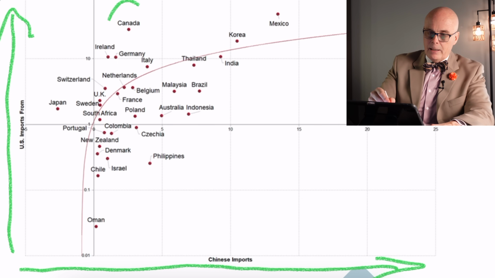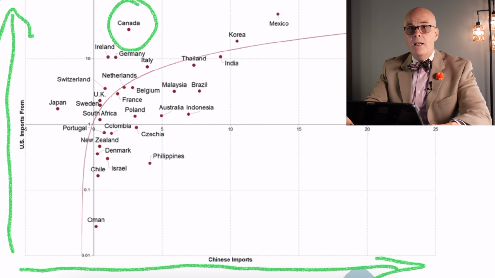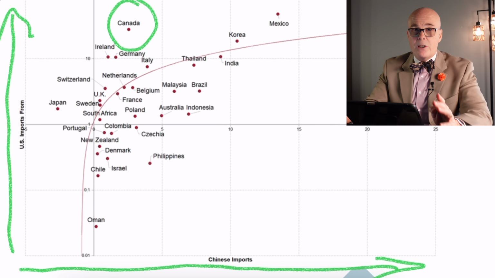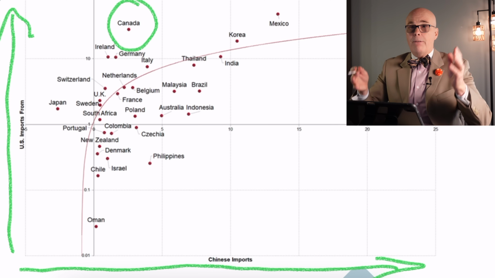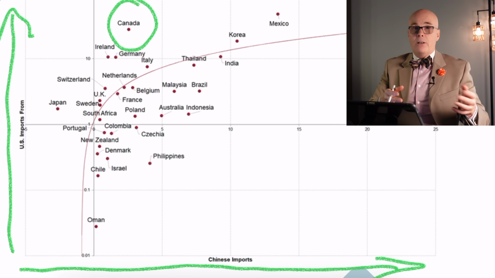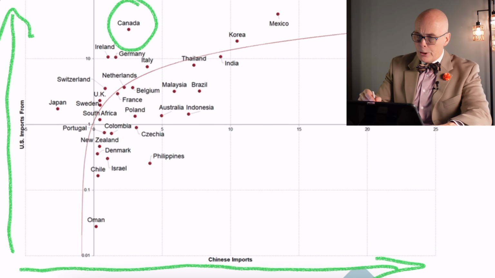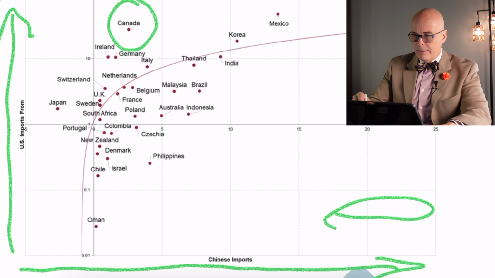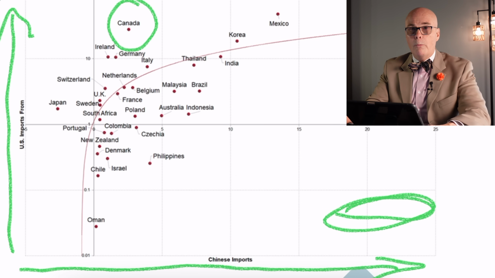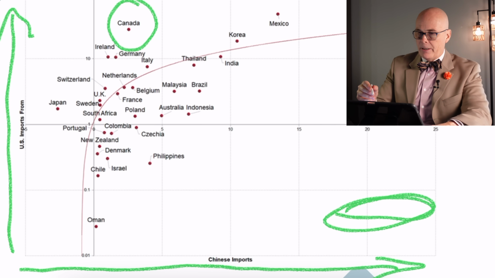If we look at Canada, which is right here, we can see that a large percentage of our exports are going to the United States. In fact, we're one of the highest in the entire world as far as the percentage of our GDP that is dependent on exporting to the United States. However, you can see that we are not on the right-hand side of the scale. We are not importing on a relative basis much from China. So let's take another example.